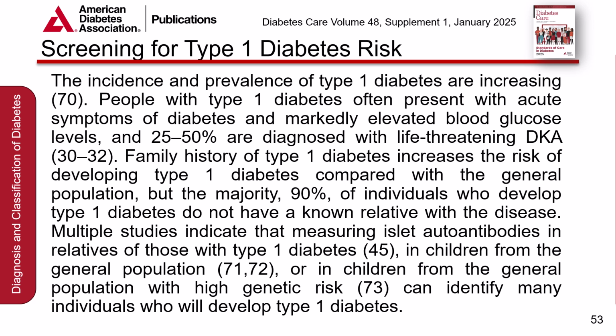Family history of type 1 diabetes increases the risk of developing type 1 diabetes compared with the general population, but the majority, 90%, of individuals who develop type 1 diabetes do not have a known relative with the disease. Multiple studies indicate that measuring islet autoantibodies in relatives of those with type 1 diabetes, in children from the general population, or in children from the general population with high genetic risk can identify many individuals who will develop type 1 diabetes.